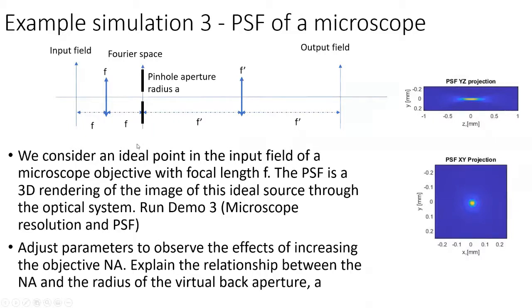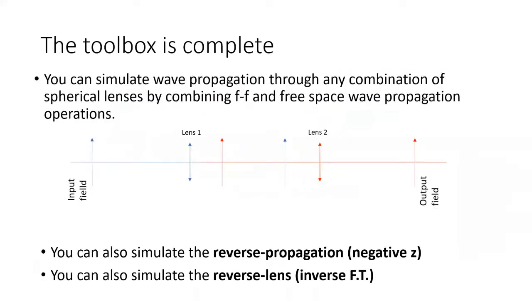So with that, the introduction is over, because with that you have a complete toolbox. If you need to simulate the wave propagation, the propagation of a wave through any combination of spherical lenses and free space, you can do so using a combination of the functions we've discussed. If you want to go through a first lens, you do an FF transfer. That will bring your complex field from here to here.